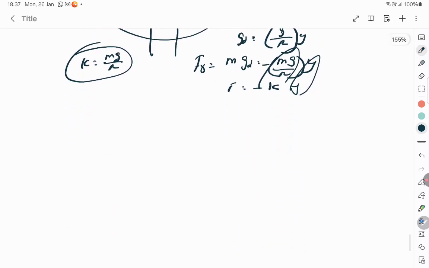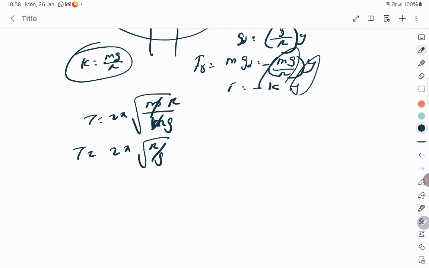Once you know the k, you can write T is equal to 2 pi into root of m by k, where in the case of k, you can write mg by r there, and m gets cancelled. So 2 pi into root of r by g is the time period in this case.